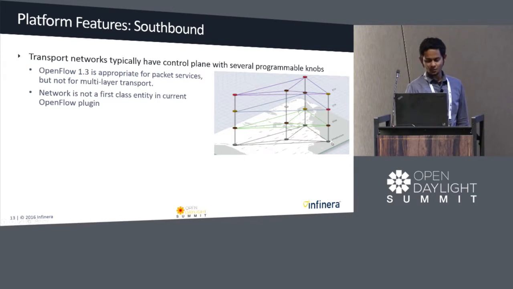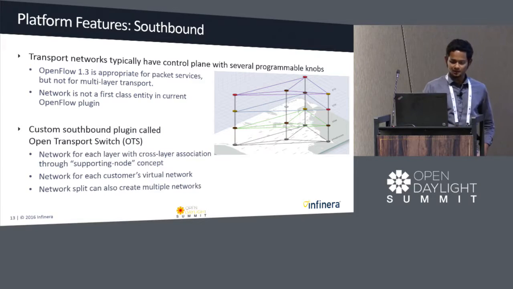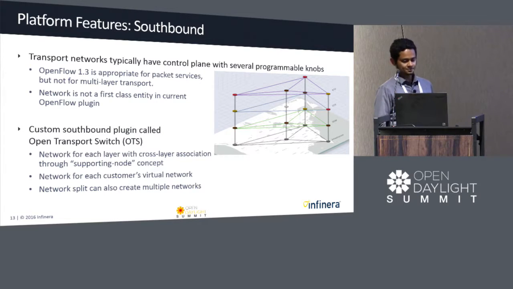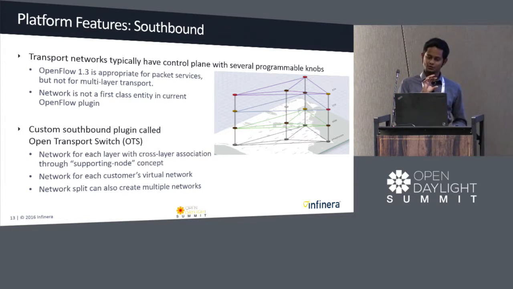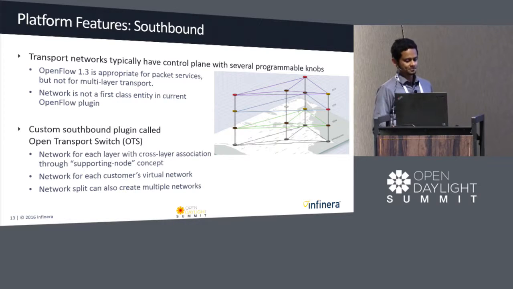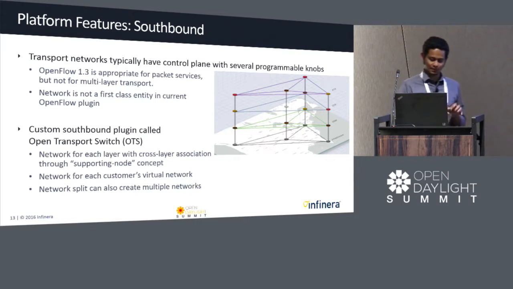And here's the infrastructure, the physical one. So each of these are different networks. So I can have a different name for these, and I can put them in different network containers. But in the case of the OpenFlow plugin or the OpenDaylight inventory, there is just one catch-all network you put everything into. So it wasn't appropriate for us. So we had to build a custom southbound plugin called the Open Transport Switch plugin. And that one basically allows you to have multiple networks and having cross-layer association using this concept called a supporting node. And then we could also create different networks at each layer for different customers' own virtual network.